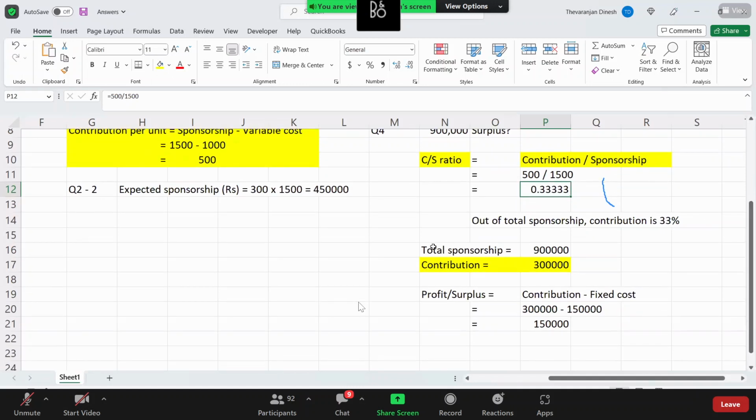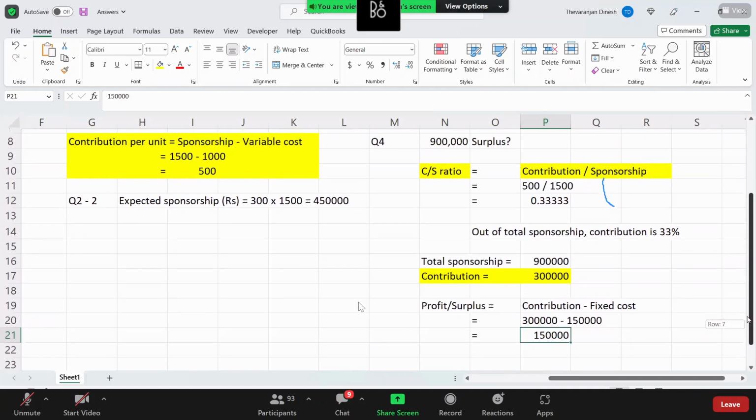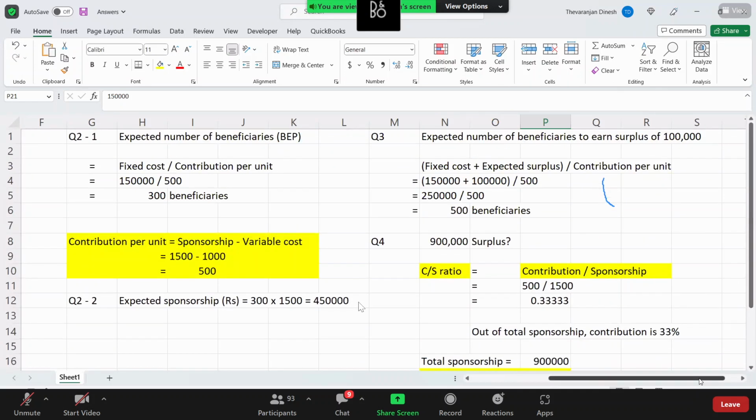So we know the total sponsorship is 9 lakhs. This was given in the question. Out of 9 lakhs, taking 33%, our contribution is 3 lakhs. If the contribution is 3 lakhs, 3 lakhs minus 150,000 fixed cost, our profit is 150,000. So this is how you calculate your profit or surplus.